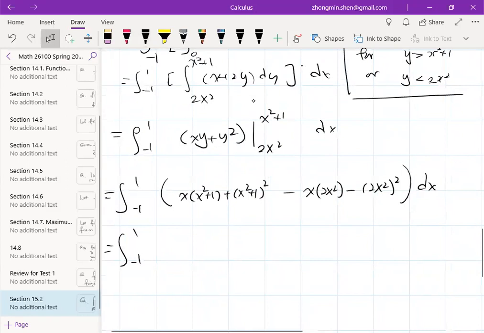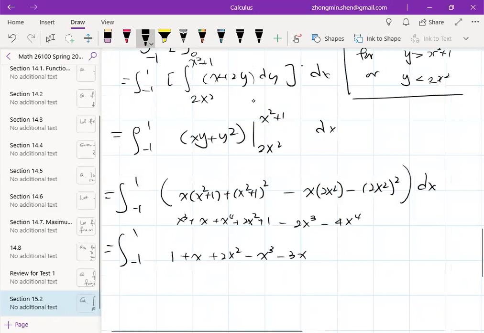Multiply this out, you will get, let's see, x cubed plus x and x to the 4th, 2x squared plus 1 minus 2x cubed minus 4x to the 4th power. So let's begin with a constant. I have 1. How about x? I have a 1x. How about x squared? I have a 2x squared. How about x cubed? I have a negative x cubed. x to the 4th, 3x to the 4th dx.